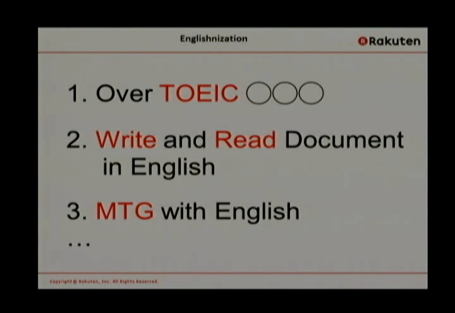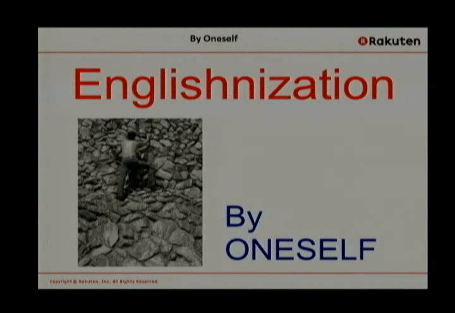Englishnization's identity is the following. The first is TOEIC. We need to get a certain score. Second is writing and reading documents. Third is meetings. Of course, there are many things in Englishnization. At first, I tried to climb up a big wall named Englishnization by myself.